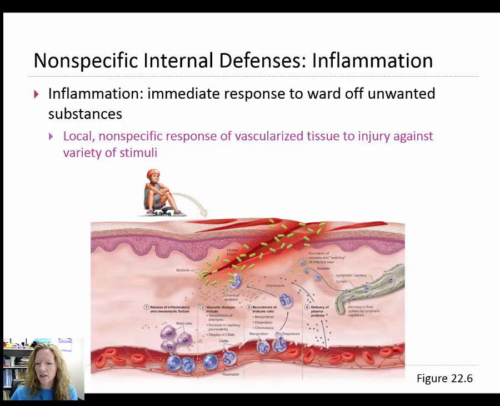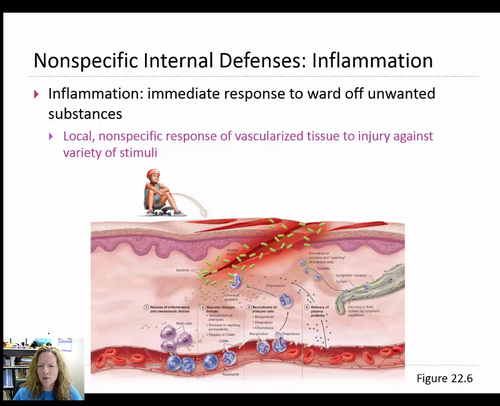And in this one, we're going to be taking a look at the other physiological processes that we have that are going to work to help make sure that either it's going to kill off the pathogens or it's going to prevent the spread. So let's go ahead and take a look at inflammation first. So inflammation is going to be the immediate response to ward off unwanted substances.